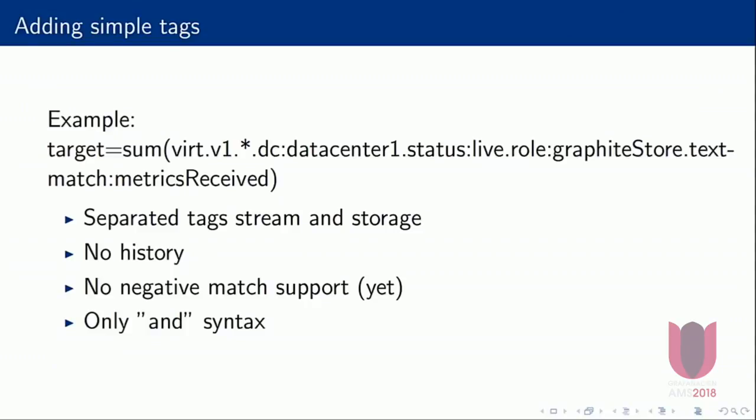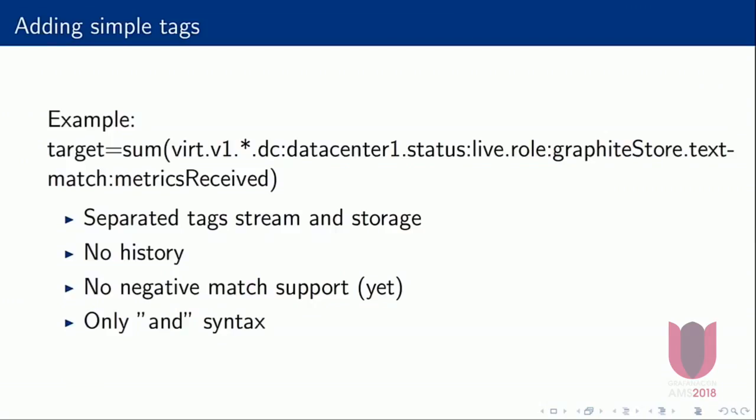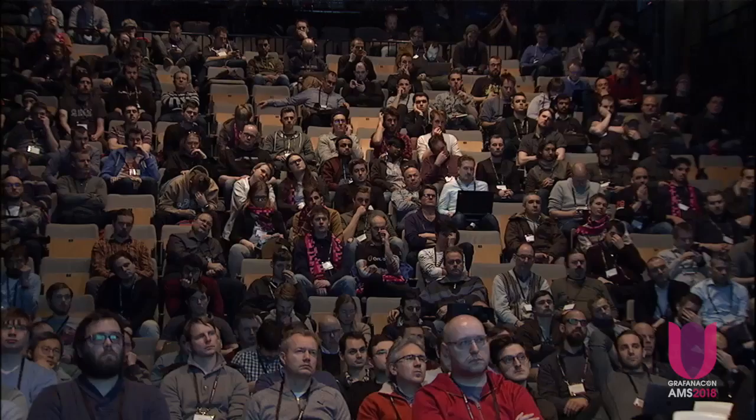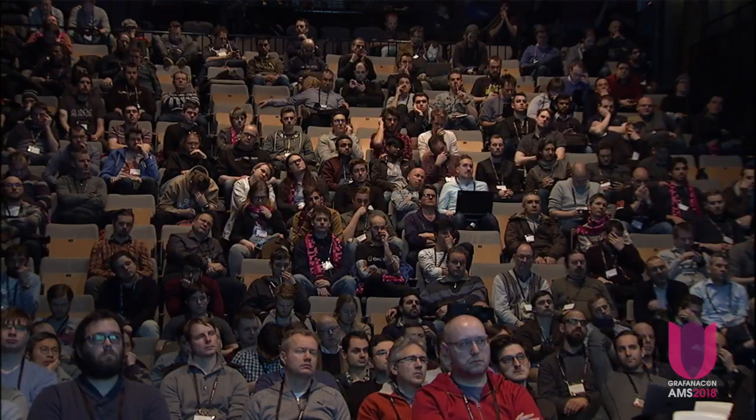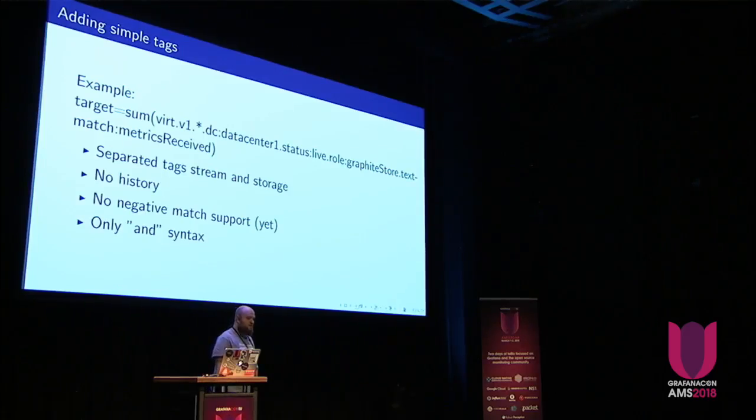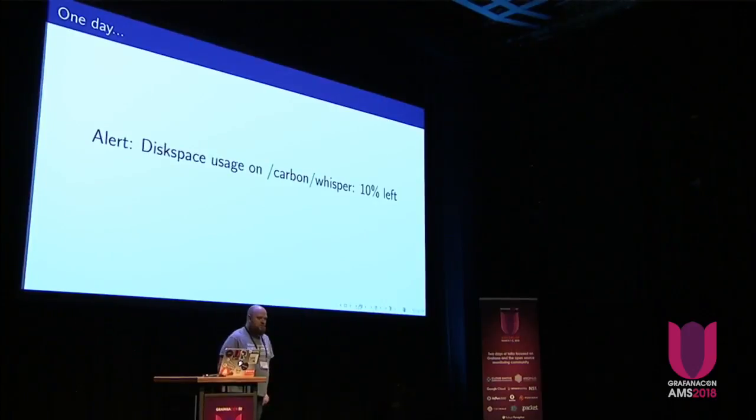So we decided to embed the tags in the metric name, basically creating a virtual request that does something like data center 1, status live, and role equals storage, and also does the text filtering afterwards. It has some limitations because it doesn't have anything like negative matching. It doesn't have anything like OR syntax. It also doesn't really have any history. Well, didn't have any history, at least. But it allowed us to do it in a way that was compatible with Graphite 0.9. And yeah, we really want to switch to something else.